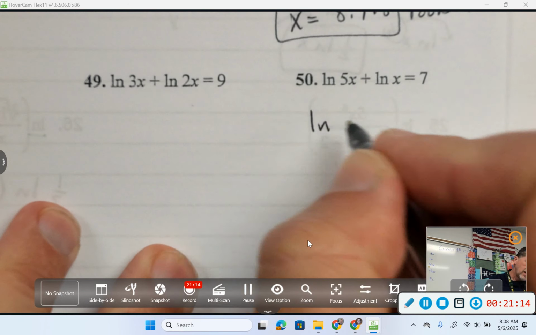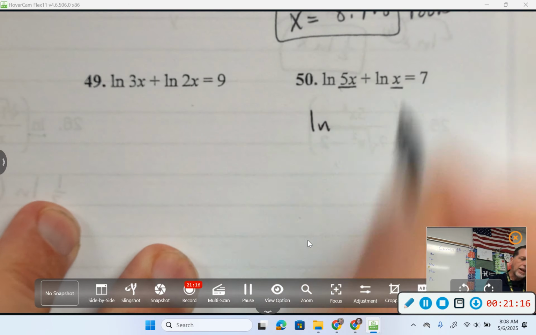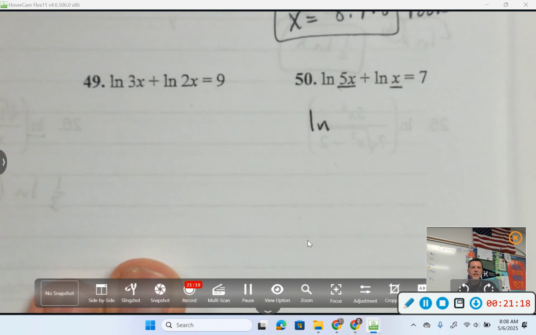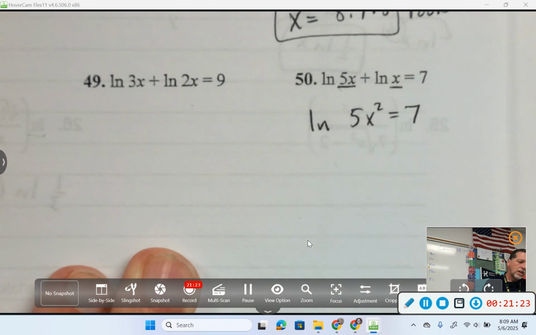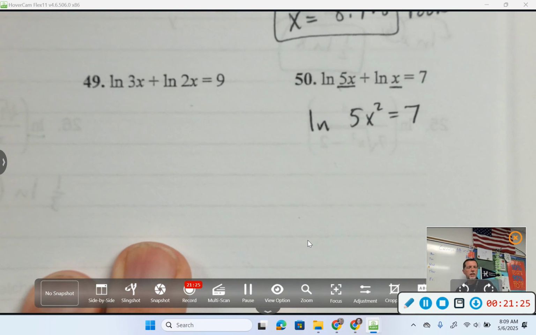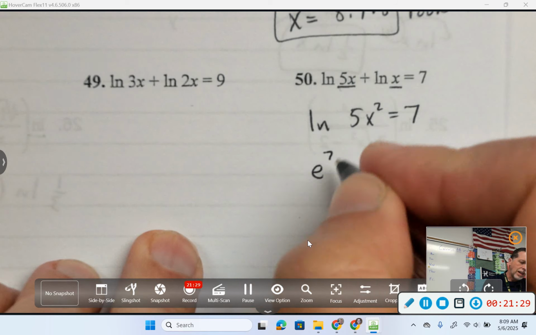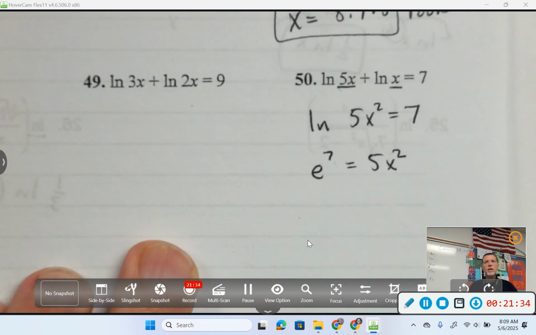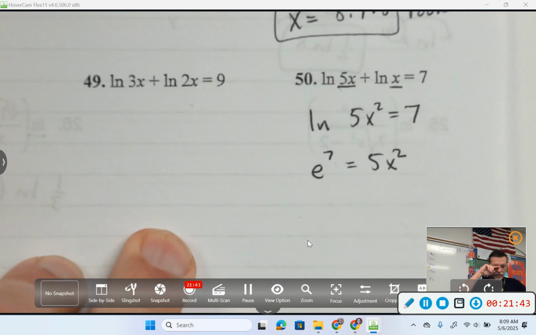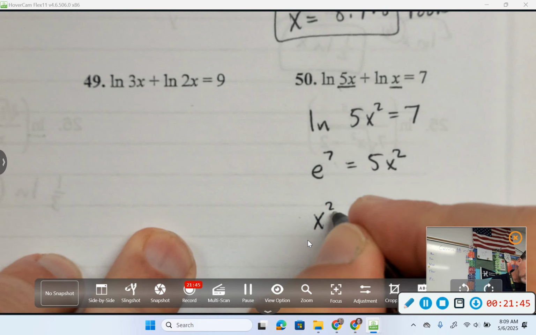Combine. So what do I get when I combine 5x and x? Good. 5x squared. Then I can fish hook, so e to the 7th. That's weird, but I have a calculator. Equals 5x squared. Divide by 5. Good. We're not grabbing the calculator yet. I don't really care what e to the 7th is. I don't want to carry around that weird number. So let's divide by 5 first.